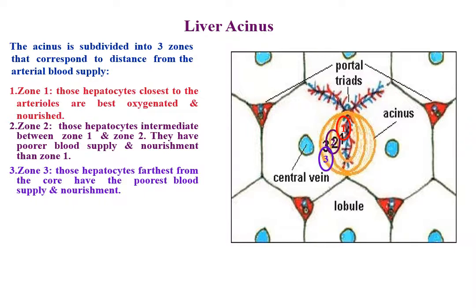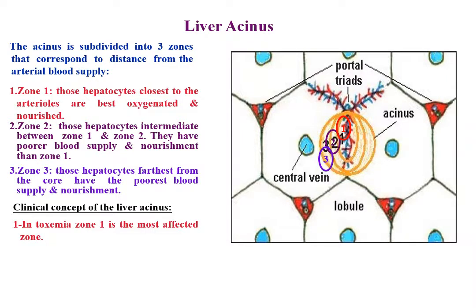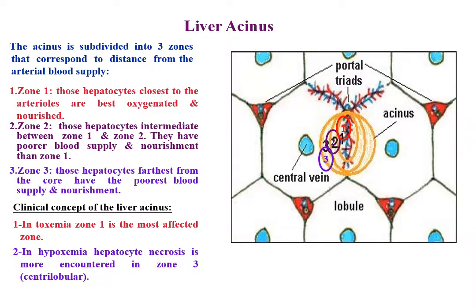Clinical concept of liver acinus. In toxemia, the presence of toxins in the blood, Zone 1 is the most affected zone, as it is nearer to the blood supply. In hypoxemia, hepatocyte necrosis is more encountered in Zone 3, centrilobular.